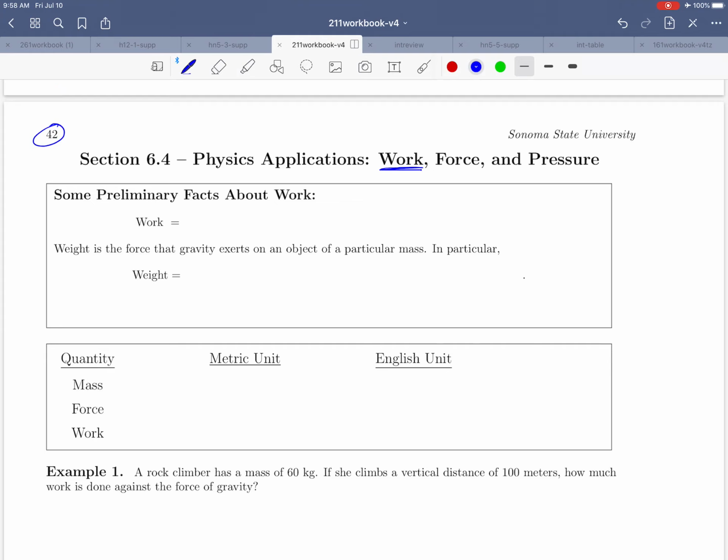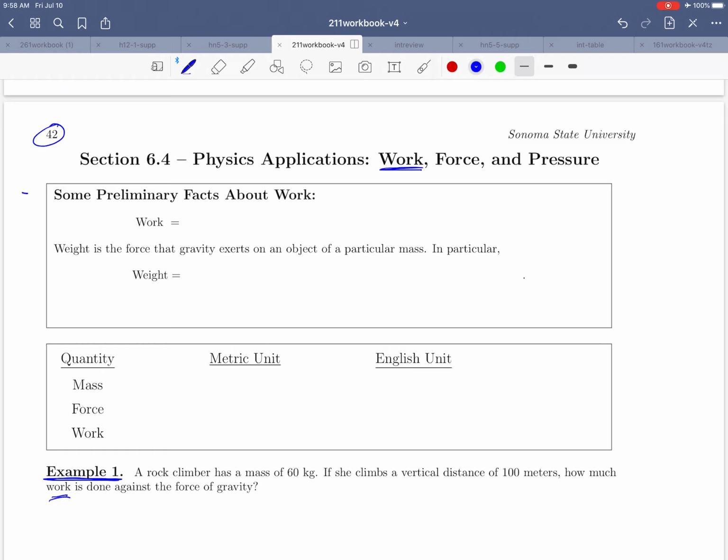Okay, and before we get into the details of how we calculate it, I'd like to glance down at this example at the bottom of the page here and just read this problem so we can get a feel for what this type of problem sounds like. So suppose we have a rock climber with a mass of 60 kilograms. If she climbs a vertical distance of 100 meters, how much work is done against the force of gravity? Okay, so calculating work is basically about two things. It's about a force that we're trying to move against and a distance that we're moving against that force.